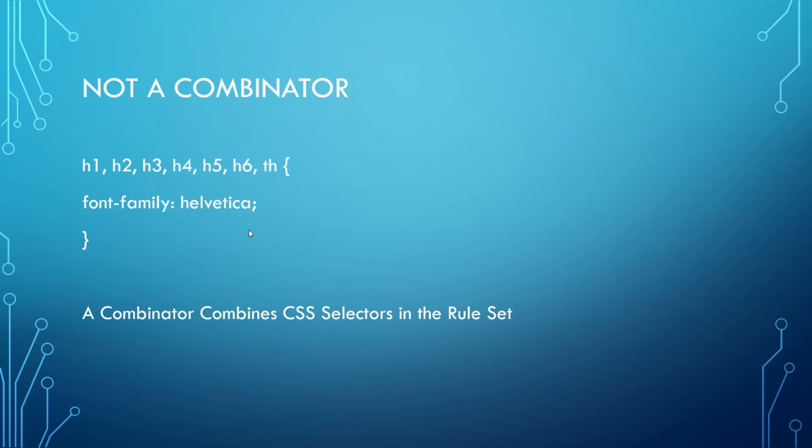A combinator combines CSS selectors in a rule set, so you're going to see one selector on the left-hand side and another selector on the right-hand side, and there are different types of combinators, and we'll see them next.